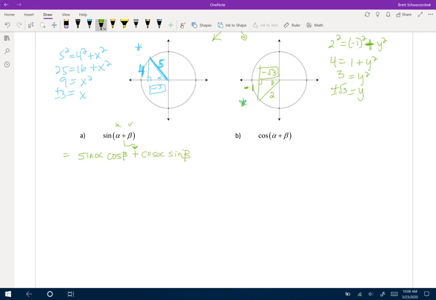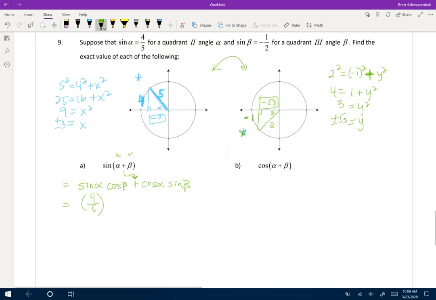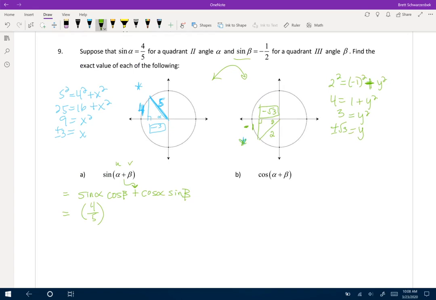Okay, so we actually know all these values now. All 4 trig functions we know because we have the triangles above. So for example, the sine of alpha was already given in the problem as 4/5. The cosine of beta was not provided in the problem. So the cosine of beta, we need to go to our triangle here, and we have to say, well, cosine of beta is adjacent negative root 3 over hypotenuse 2.